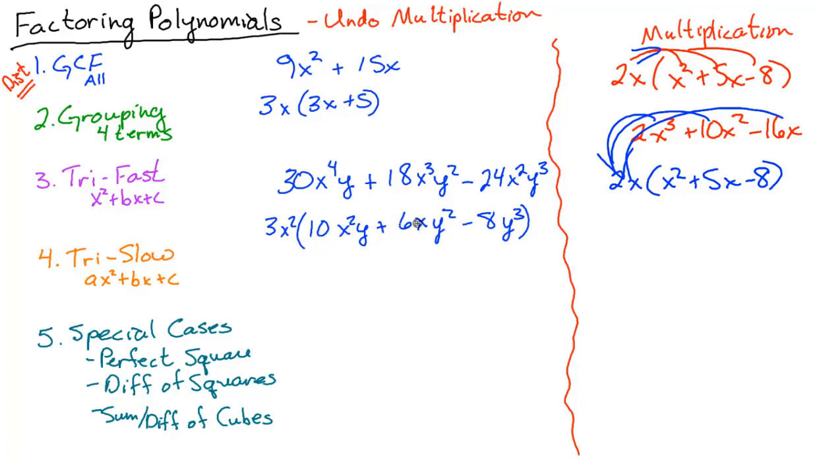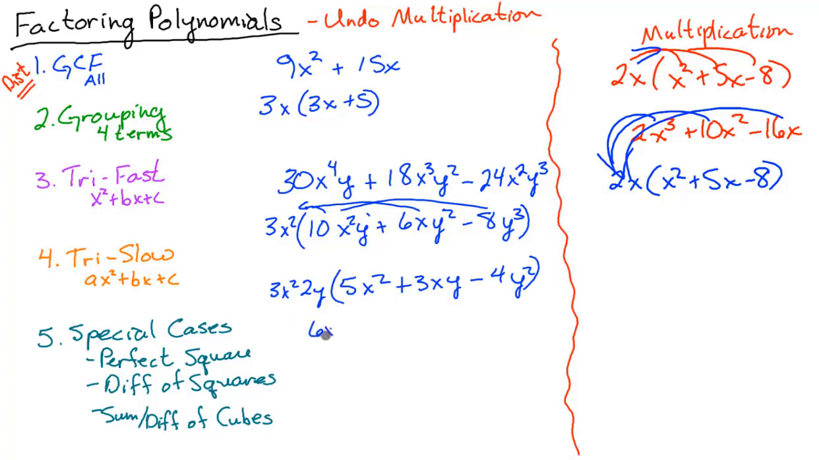Well, is there something that can still come out of this? Yeah, there's a 2 that can go in 10, 6, and 8. And there are y's in each one of these. So you could pull out, in addition to that, a 2y coming out of here. So we have 3x squared and a 2y, which now leaves 5x squared plus 3xy minus 4y squared. And this out front is now a 6x squared y. 5x squared plus 3xy minus 4y squared. Excellent.